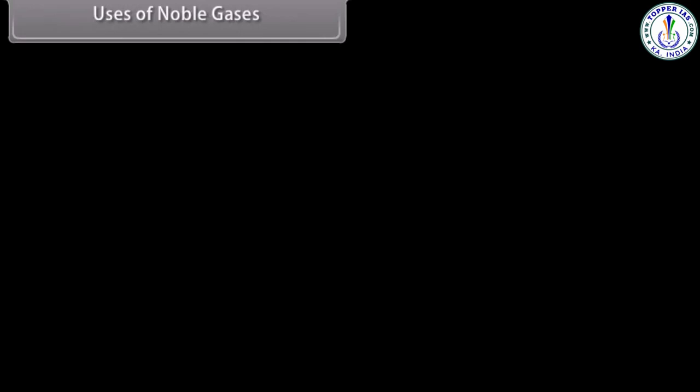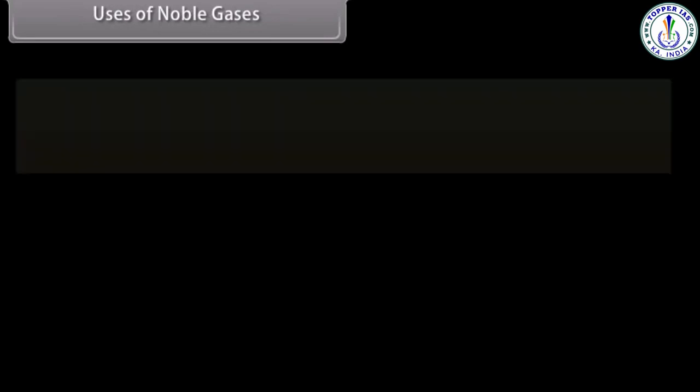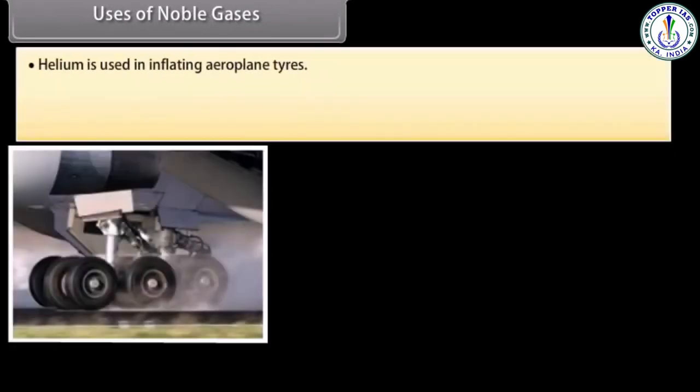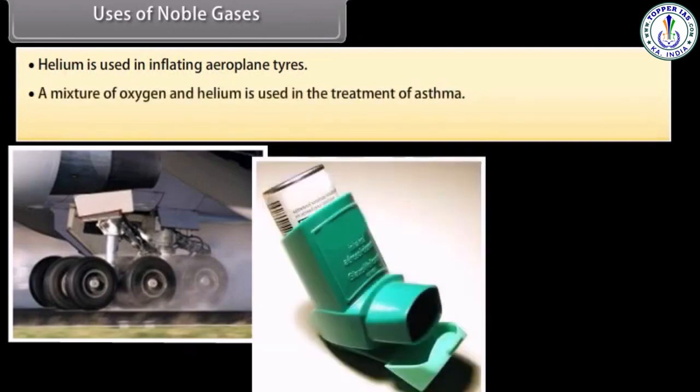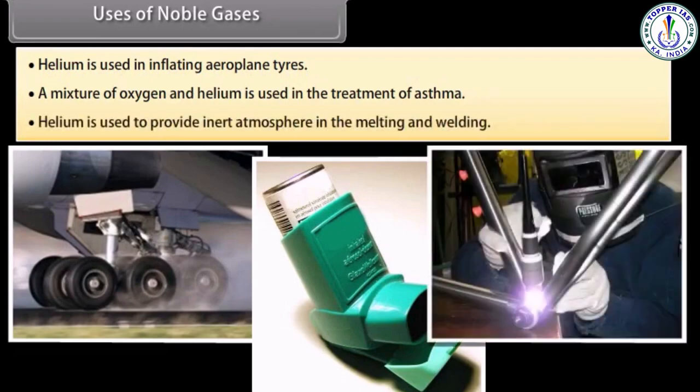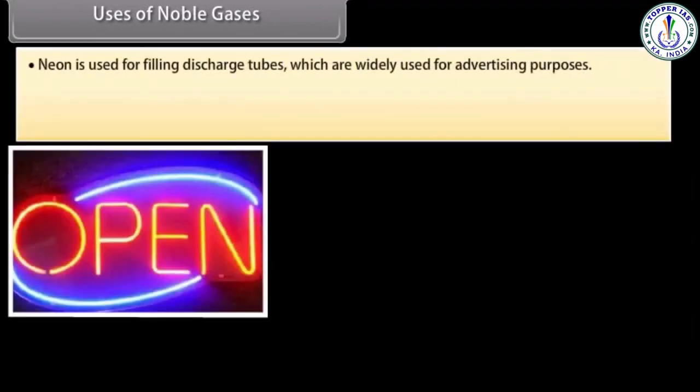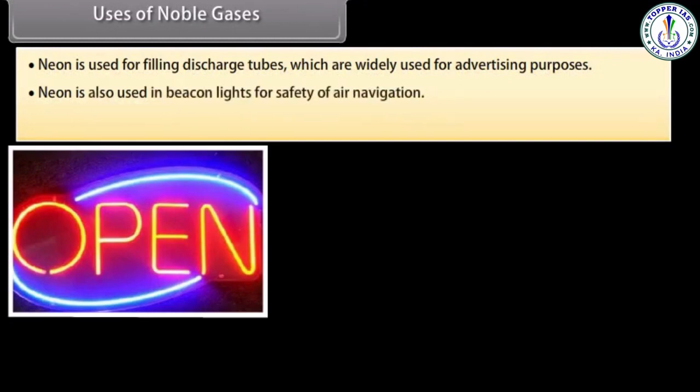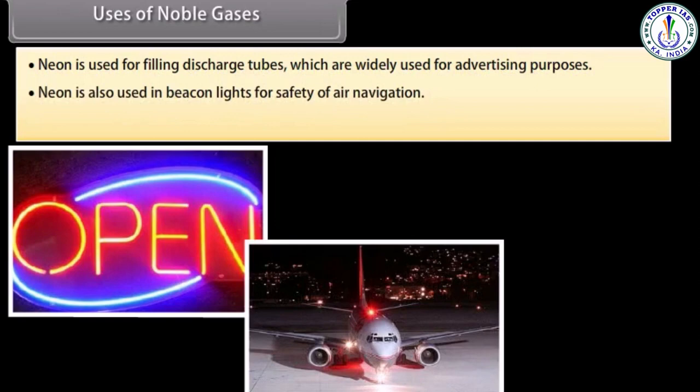Uses of noble gases. The important uses of noble gases are the following. Because of the lightness of helium, it is used in inflating aeroplane tires. A mixture of oxygen and helium is used in the treatment of asthma. Helium is used to provide an inert atmosphere in melting and welding. Neon is used for filling discharge tubes, which have characteristic colors and are widely used for advertising purposes. Neon is also used in beacon lights for safety of air navigation as the light possesses fog and storm-penetrating power.